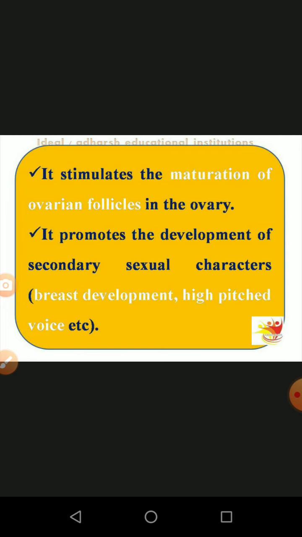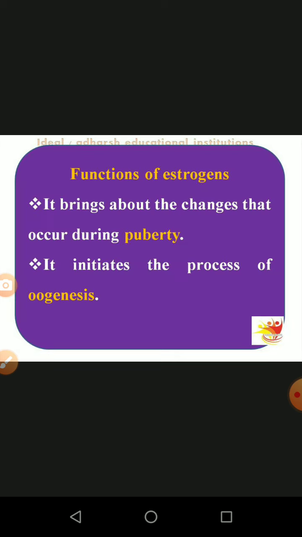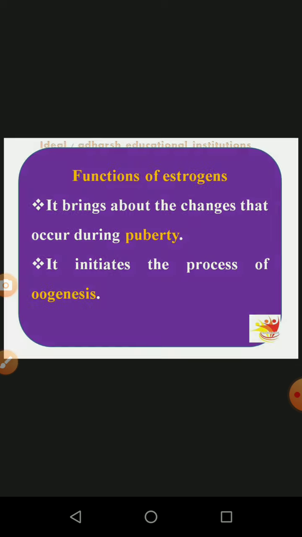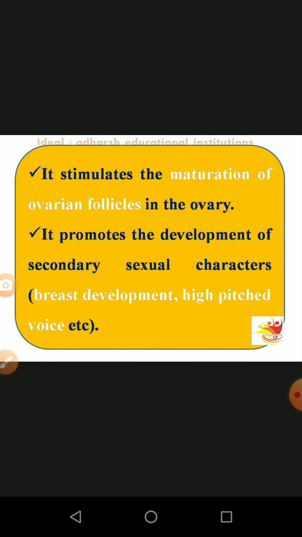It stimulates the maturation of the ovary and follicles in the ovary. So each and every month the development of follicles in the ovary occurs. It promotes the development of secondary sexual characters, such as breast development and high-pitched voice, which take place normally in the female and are controlled by the hormone estrogen. Again, estrogen has four different functions. Number one, puberty. Number two, oogenesis. Number three, maturation of ovary and follicle. And number four, development of the secondary sexual character.